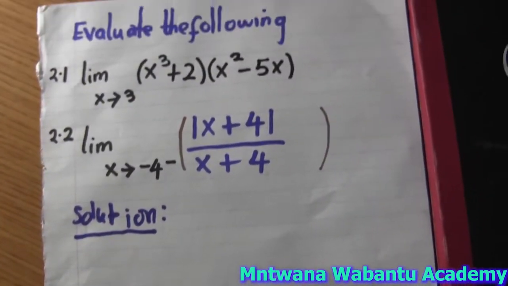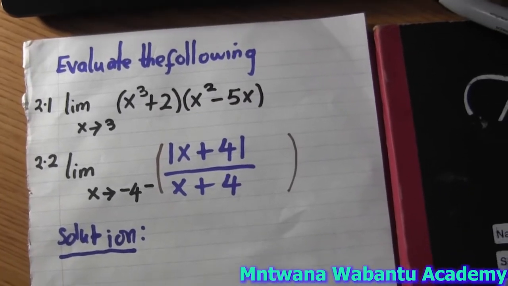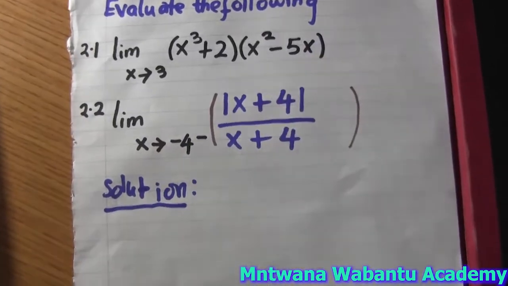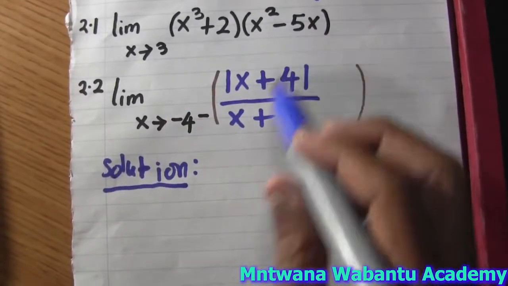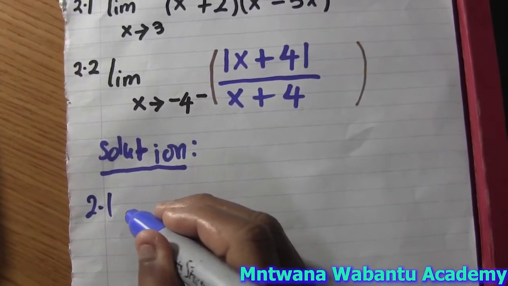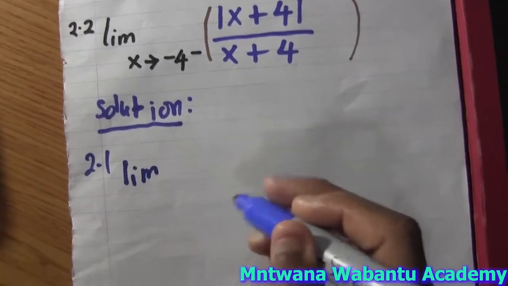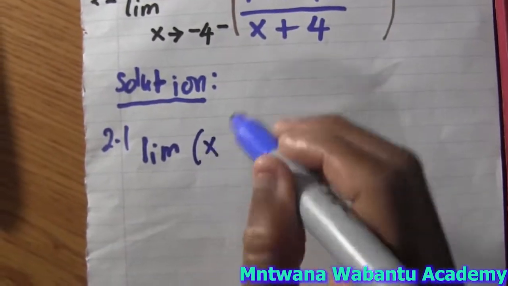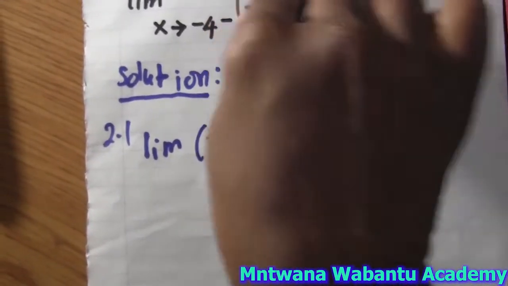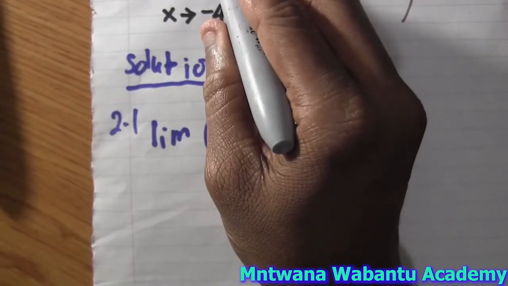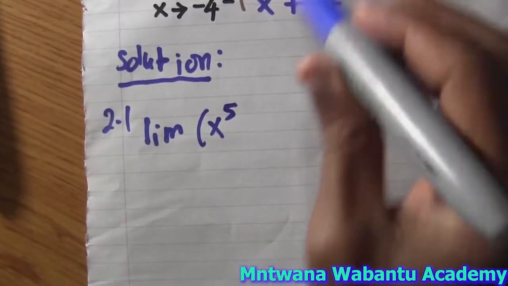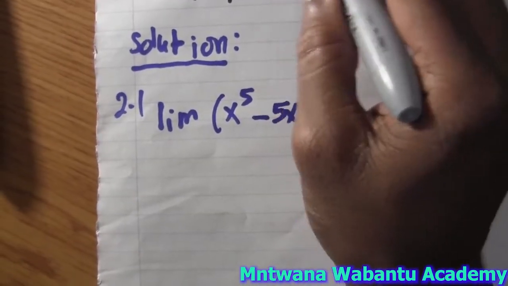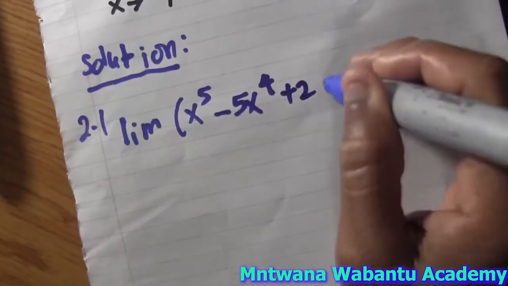Okay, so the first one is not tricky. Most of the time, do not substitute the limit if you have not simplified. So this one, there's no way we can simplify, like maybe cancel something. All we can do is expand it. So for 2.1, I have my limit, and then let's expand x cubed times x squared. This is going to give us x to the power 5, because the bases are the same, so we add the powers. Then x cubed times minus 5x is going to be minus 5x to the power 4. Now the second number, with the 2 times x squared, equals plus 2x squared.